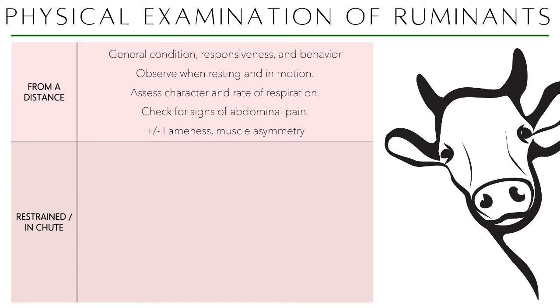Assess the character and rate of respiration. Classic. Same signs of abdominal pain as horses, and lameness, muscle asymmetry. Classic from a distance. They kick as well, so be careful when you examine cattle, and even goats and sheep can be quite temperamental. It depends, especially if a buck is not castrated yet. So you have to be very careful.